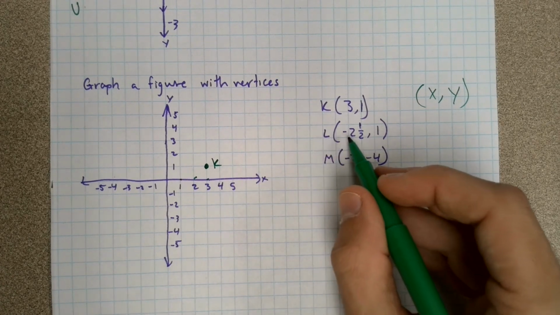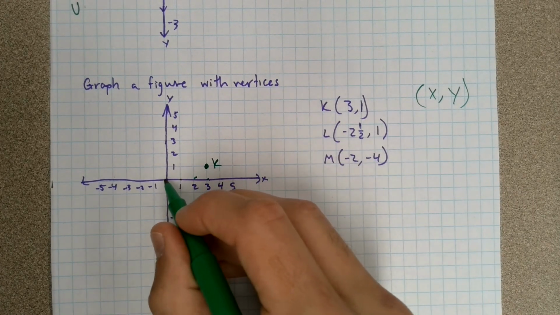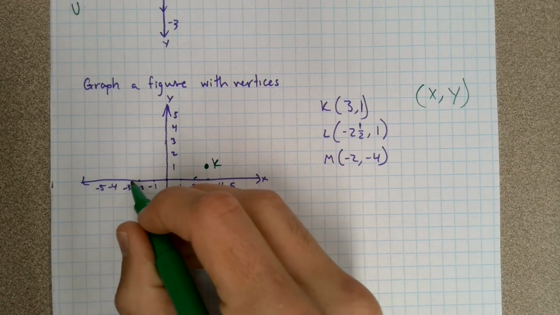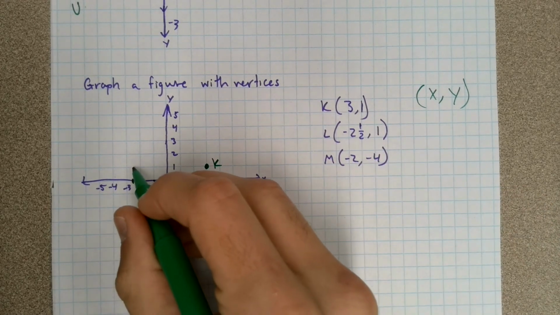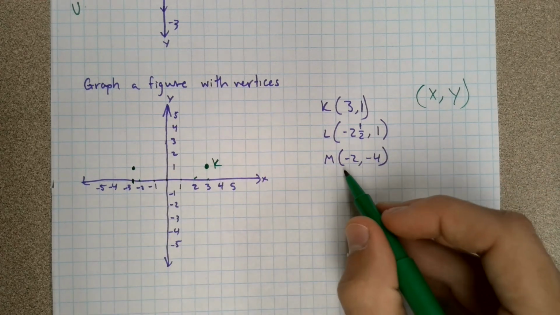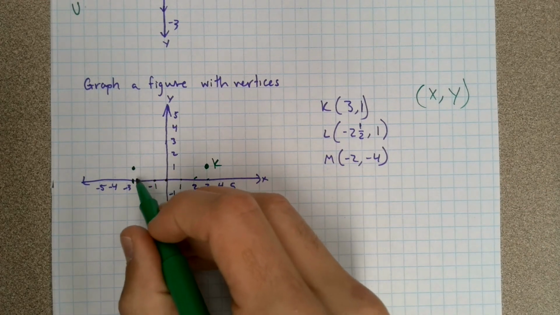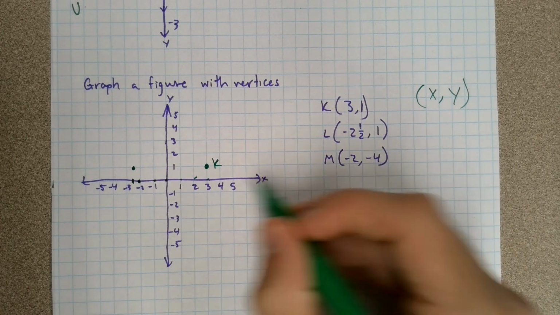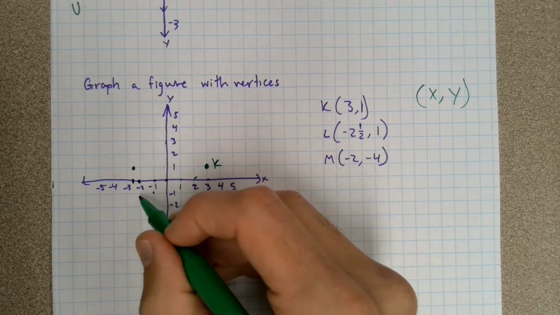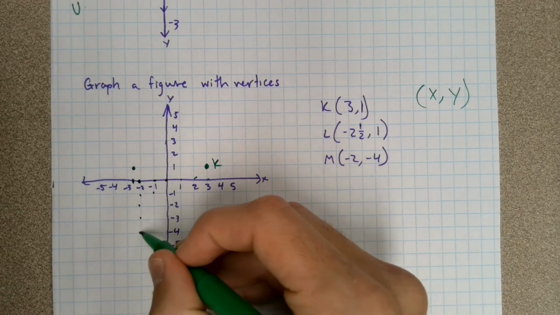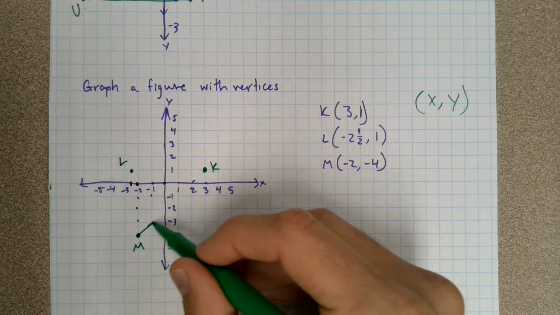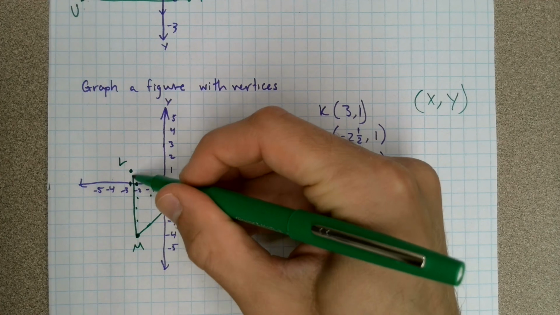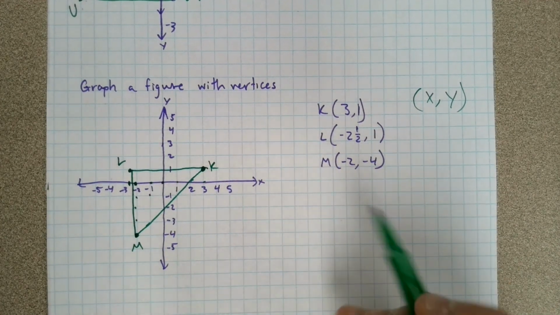Next one we have, label that. We have L, -2.5. So we're starting with our X always, 1, 2.5, and move up 1 to right there. And finally we have M, -2, 1, 2, and -4, 1, 1, 2, 3, 4. Got M here, L here. Connect those together. And we got a little triangle.